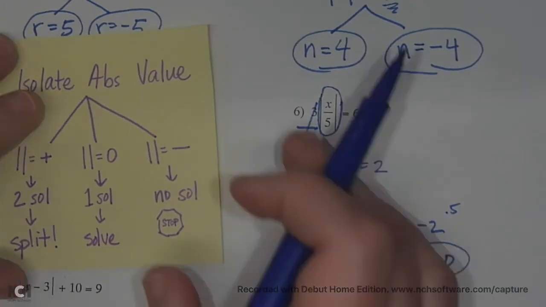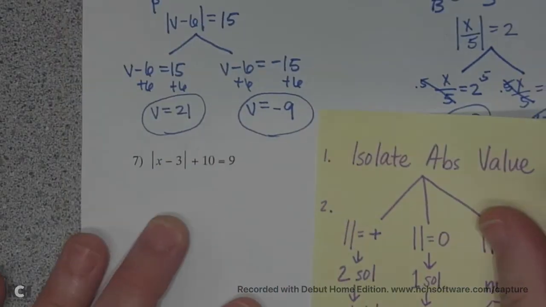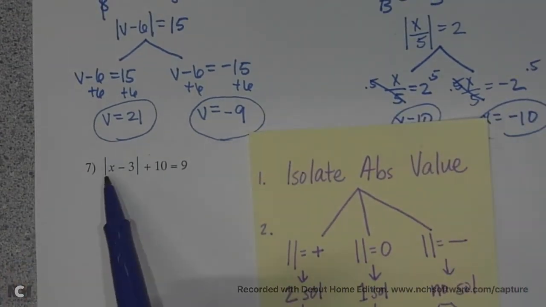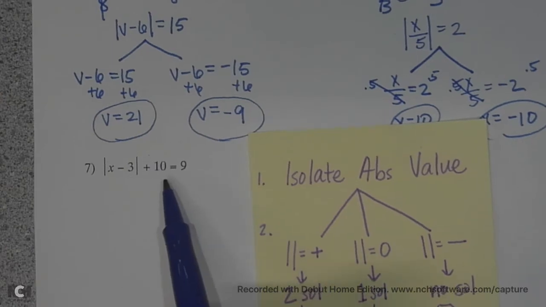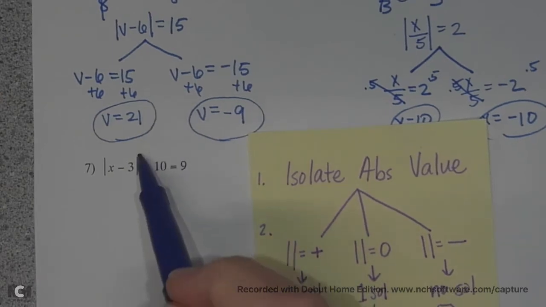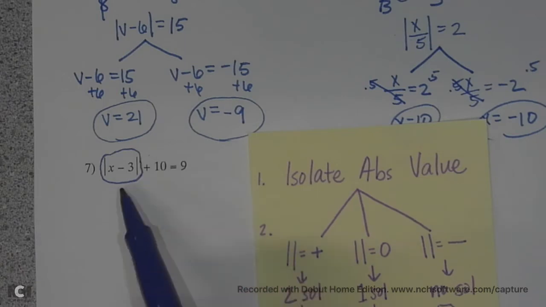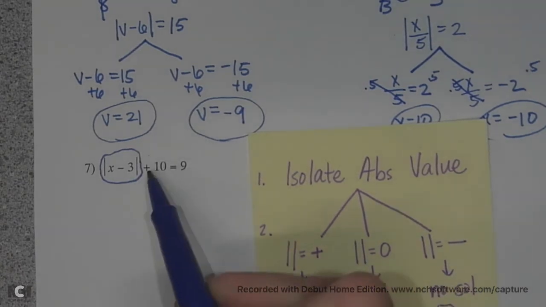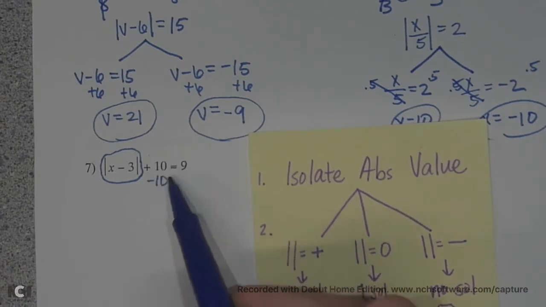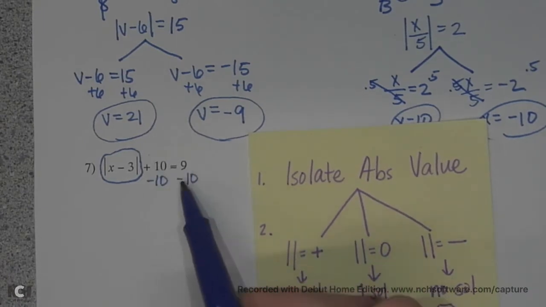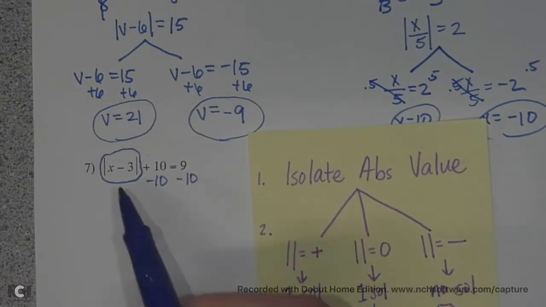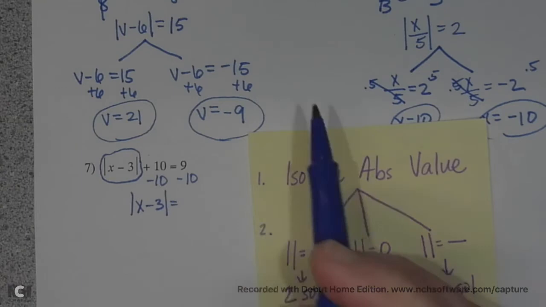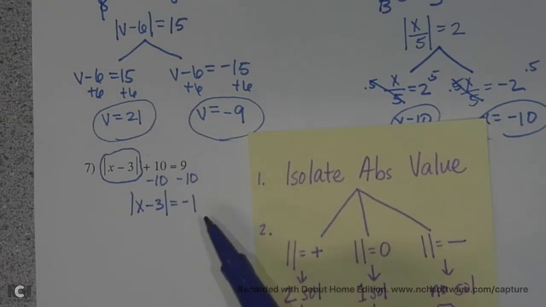Let's go ahead to number 7. All right, in number 7, we have absolute value of x minus 3 plus 10 equals 9. We need to isolate the absolute value part, so isolate this part inside the circle, right? That means we need to get rid of the 10. So to get rid of a plus 10, let's go minus 10, get it to go to 0. And we're going to do subtract 10 on both sides. Let's bring down the absolute value of x minus 3. We still need those bars. And we know that 9 minus 10 gives us negative 1.